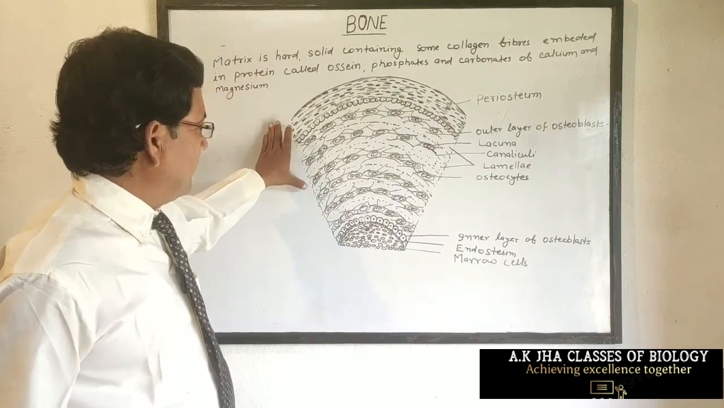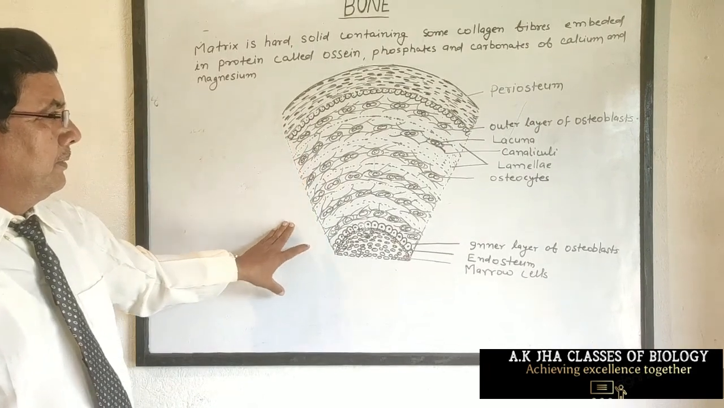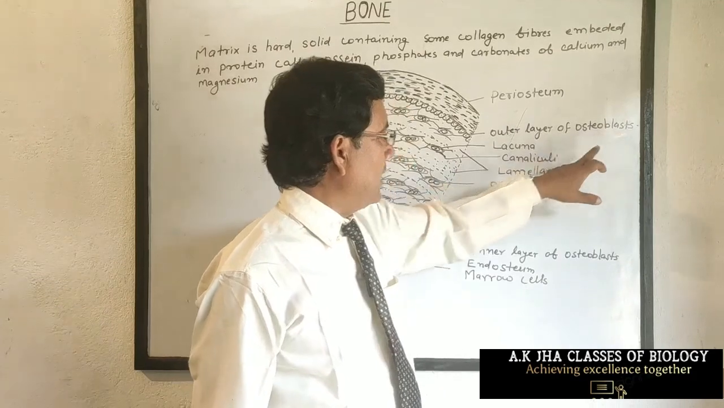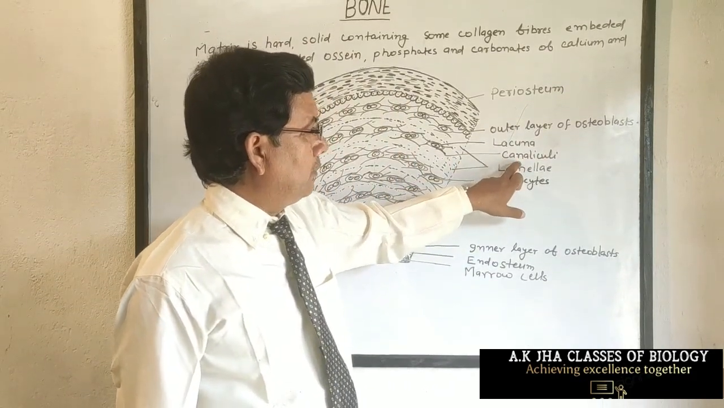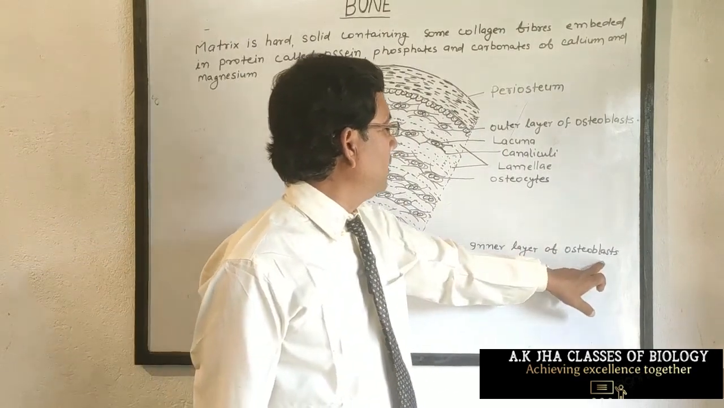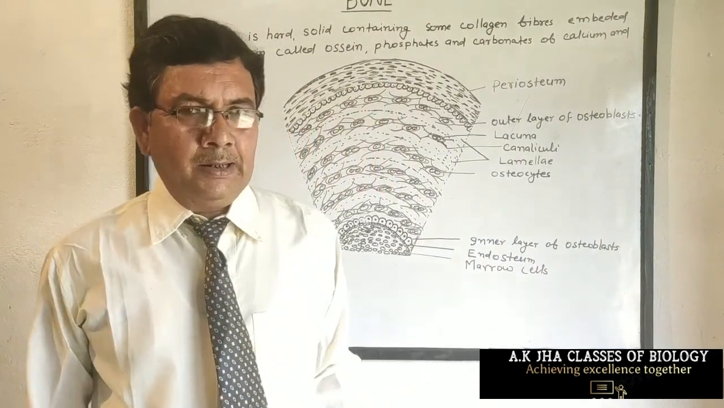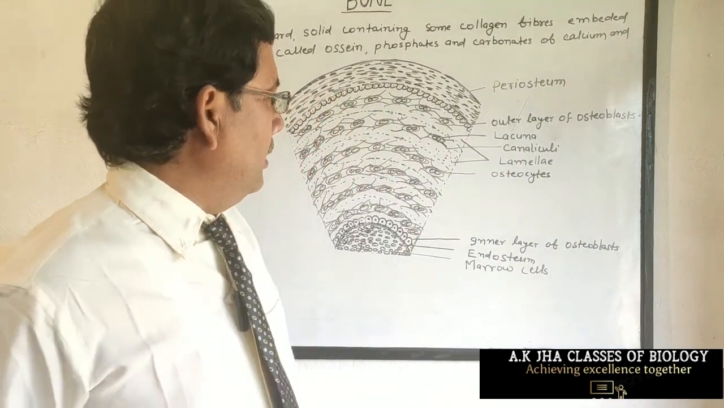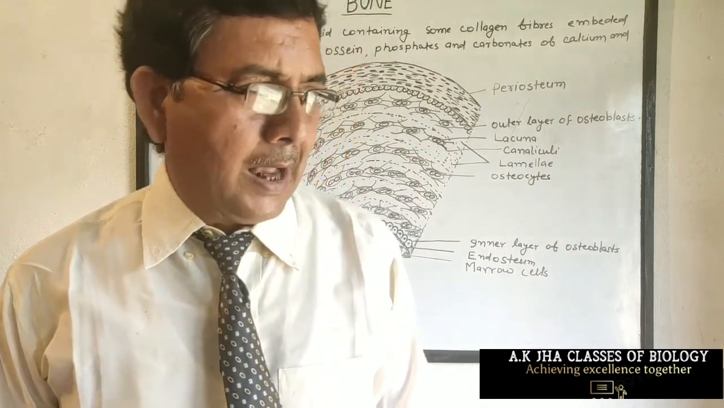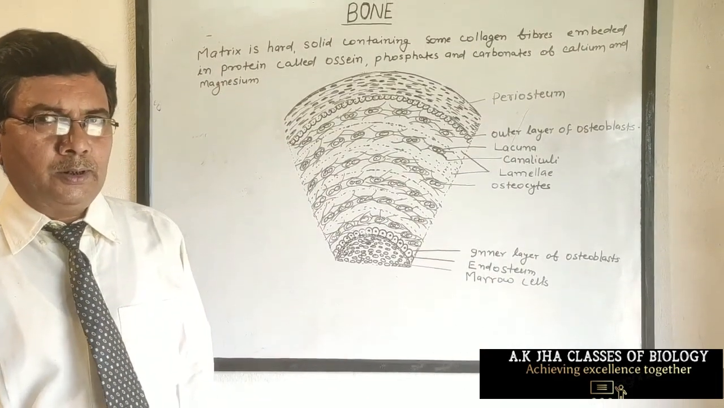In this way, in the structure of bone, you see different types of structure: periosteum, outer layer of osteoblasts, lacuna, canaliculi, lamellae, osteocytes, inner layer of osteoblasts, endosteum, marrow cells. Mainly the bone cells are osteocytes, the bone forming cells are osteoblasts, and osteoblasts continuously divide to form osteocytes.